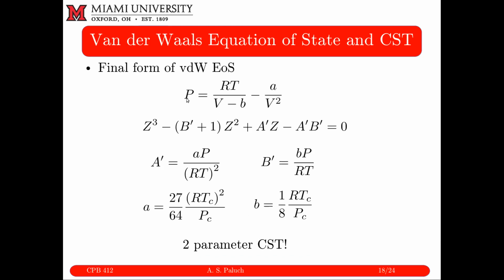Here's our final form of the van der Waals equation of state. This one is explicit in P. Here's our cubic equation that we solved for, with big A prime and big B prime, which I just mentioned. Now A and B aren't adjustable parameters, but I can calculate them solely from my critical temperature and pressure. This is beautiful. The van der Waals equation of state is essentially two-parameter corresponding states theory. If I know my critical temperature and pressure, along with the temperature and pressure of interest, that's sufficient to calculate Z and then ultimately the molar volume of my fluid.